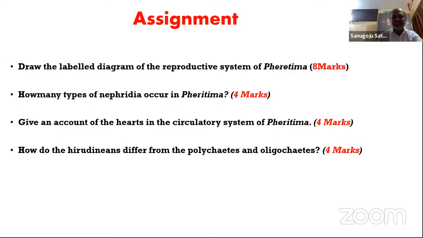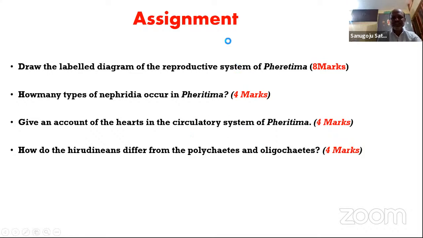As you have opted for science, you are very artistic in nature. That's why you are able to draw the diagram easily, and after drawing it, practice labeling the diagram, and then go for thorough discussion. How many types of nephridia occur in Pheretima? As we discussed in the excretory system, there are 3 types of nephridia. You have to write about that. Then, give an account of the hearts and circulatory system of Pheretima.